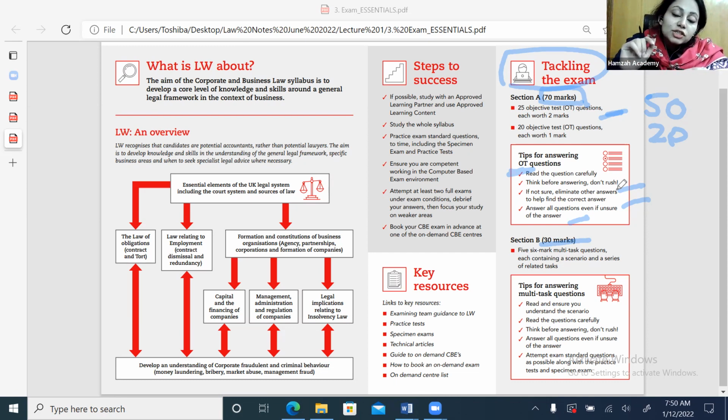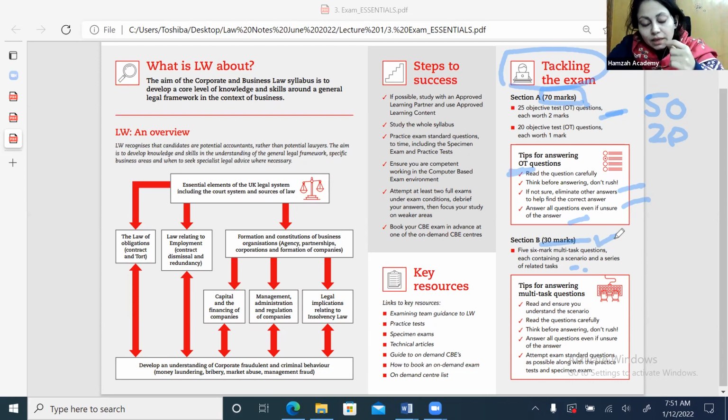Now, section B is of 30 marks: 5 6-mark multiple task questions, each containing a scenario and a series of related tasks. Okay, in section B, you will have the case study, you will have a scenario, and then there are 5 to 6 questions relating to that scenario. So, what will be the procedure of our class? We will have the understanding of a concept, and then we will study the example relating to that concept. Those examples are called case references, right? So one concept and a related case.